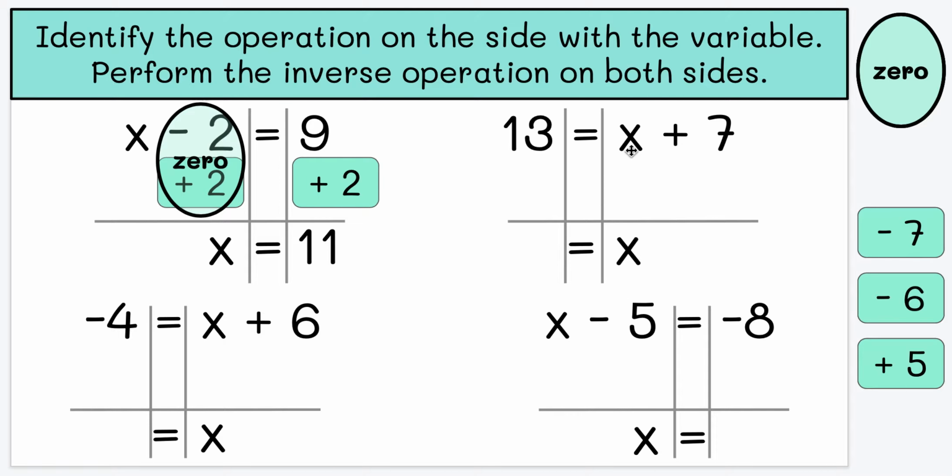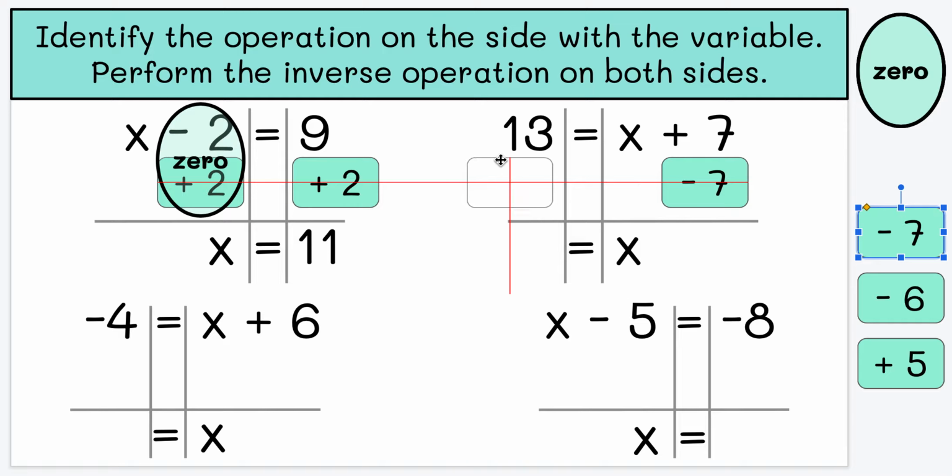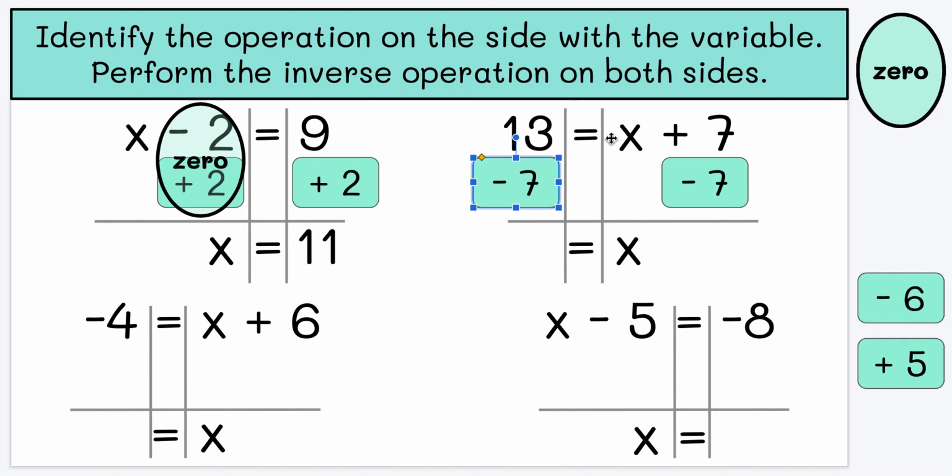All right, let's try this one over here. This time our variable is on the right. And with this variable, I see addition. The inverse of addition is subtraction. So I need to subtract 7 from both sides. All right, so over here on the side with a variable, I have a positive 7 minus 7. And those are opposite numbers. That is worth 0. And 0 is the same as nothing, so I don't really need it. I'm still left with my x.